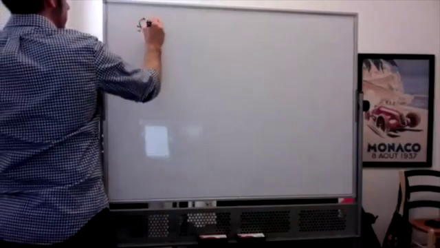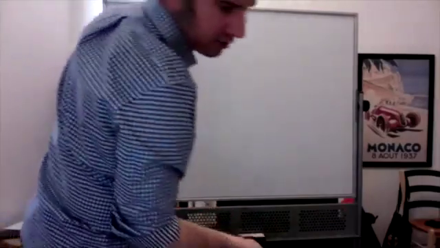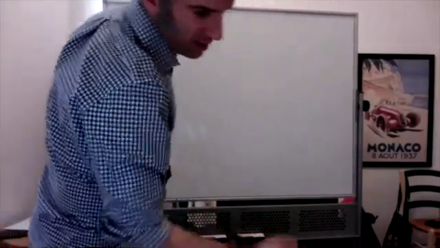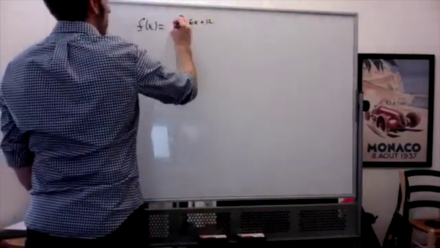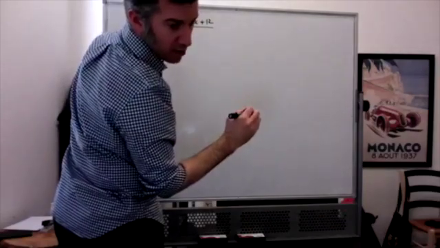Graphing f of x equal to, yeah, sure, x squared minus 6x plus 12 over x minus 4.